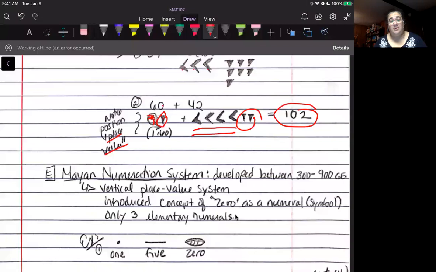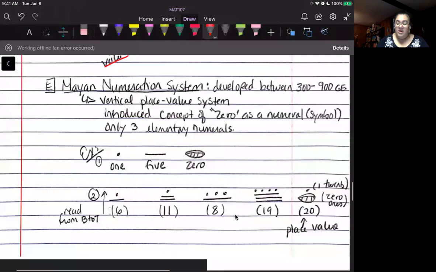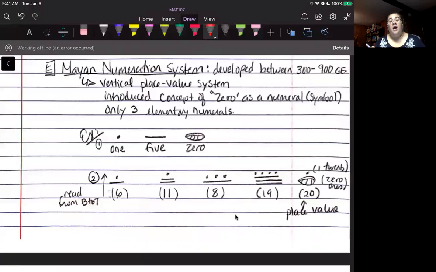Now we're gonna move on to the Mayan. And out of the number systems we're gonna look at, the Mayan is kind of my favorite. It's a little trippy, but I think it's also kind of ingenious, so I do enjoy it quite a bit.